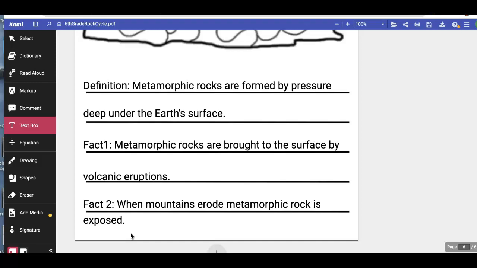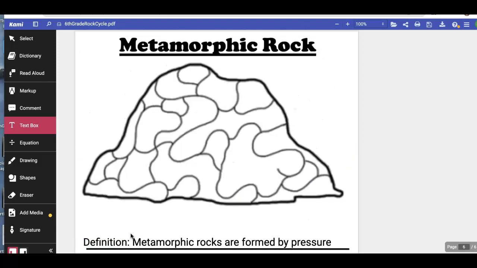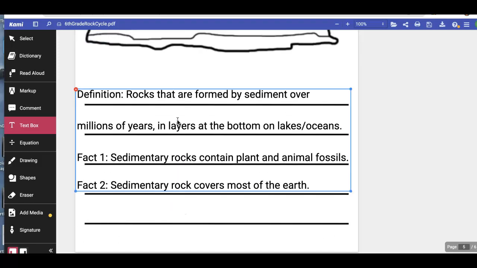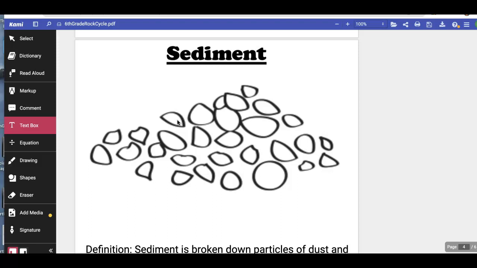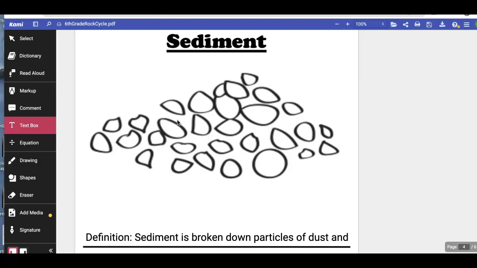After you've finished this, it is time to color your rocks in. You will color this one. You will color this one. And the sediment if you have not done so already. Everything else at this point should already have color. So this is how you will get your pages complete.